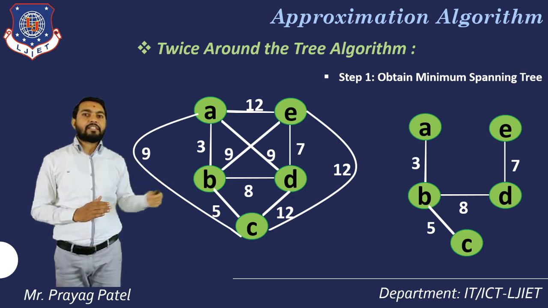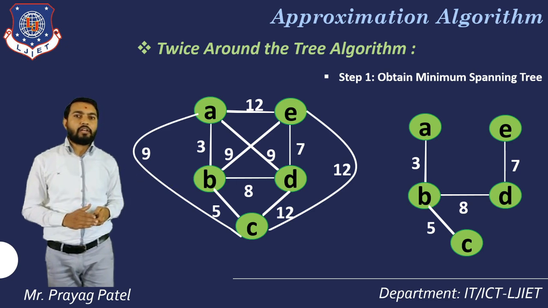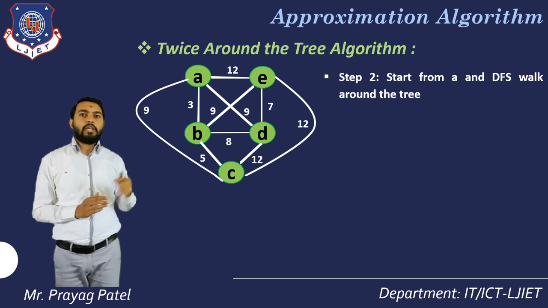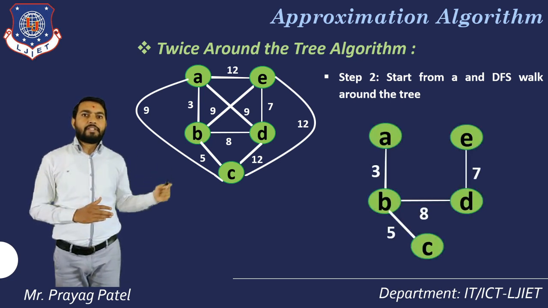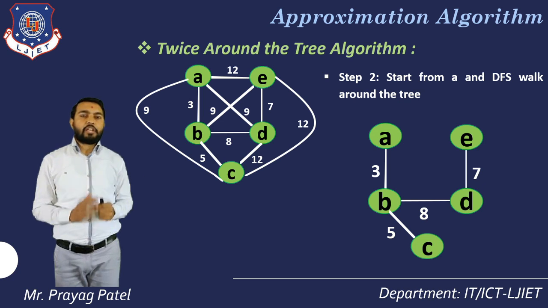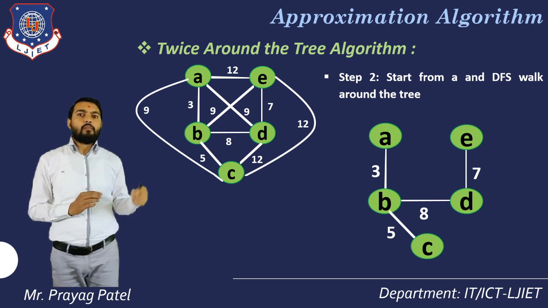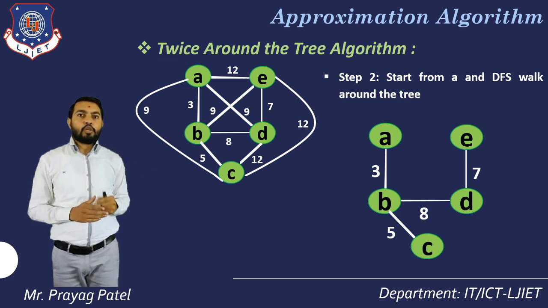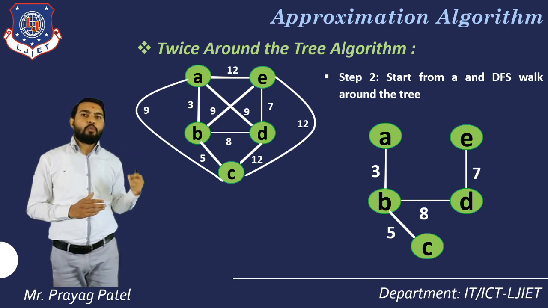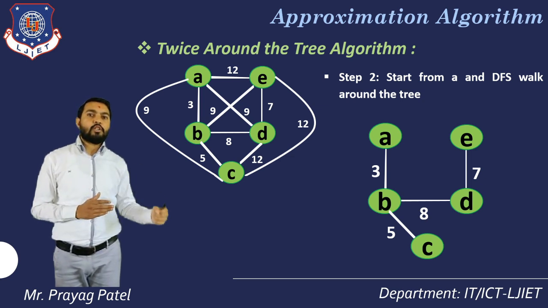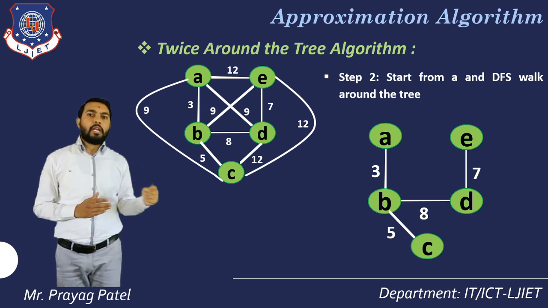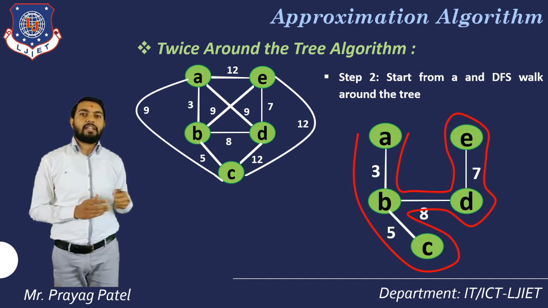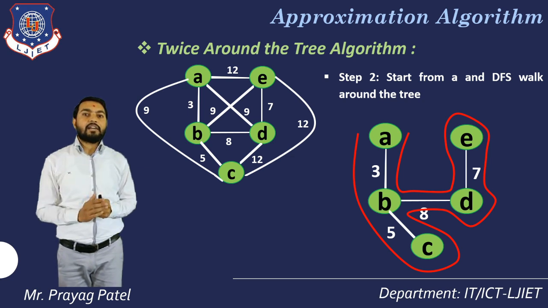Now, after that, the next step for the twice around the tree algorithm, step number 2, is to start from node A and do a DFS walk around this tree. So you have to visit or move in this tree 2 times. That's why we call it twice around the tree. Here we start from A, then A to B, then B to C, then C back to B, then B to D, then D to E, then E to D, D to B, and B to A. So this red shaded line is considered as the twice around the tree.